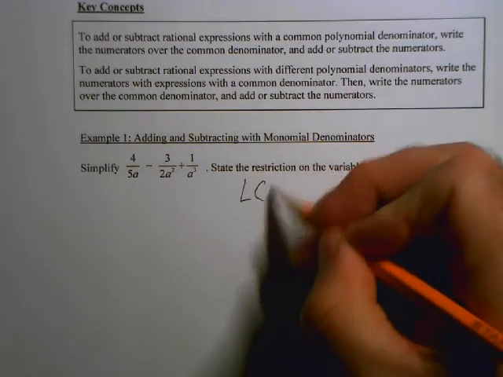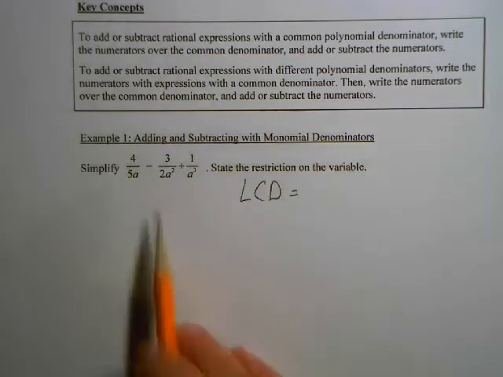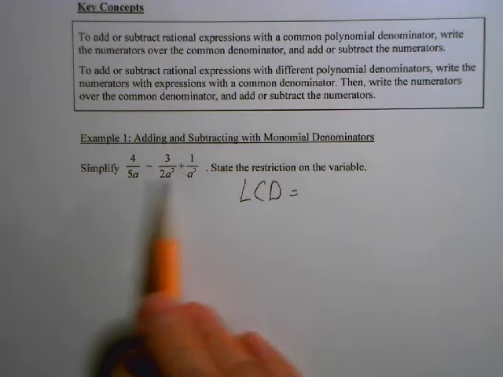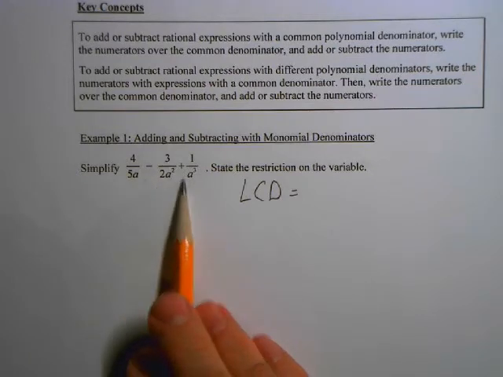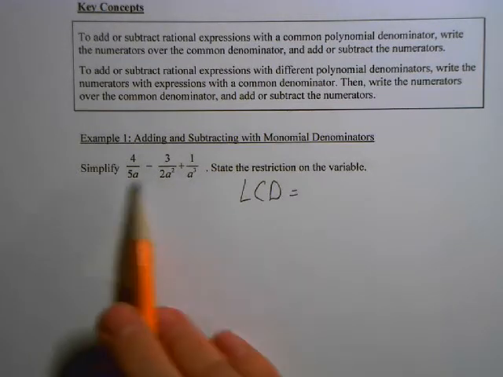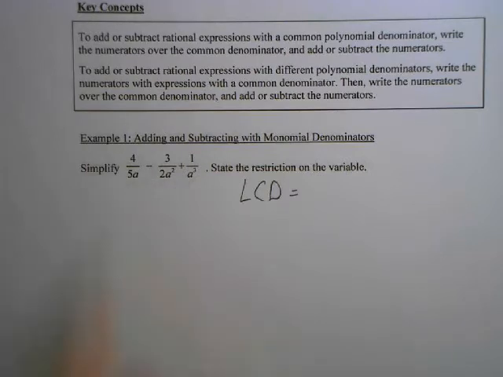So if you examine what we have here, all our denominators are monomials. So we just need a monomial that we could get by multiplying each of these by something to get our target lowest common denominator. So you have to kind of break this into parts.